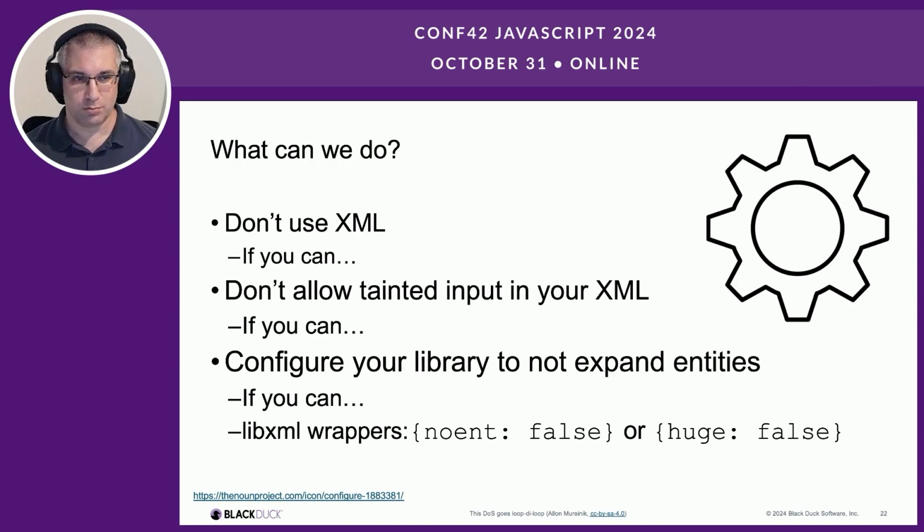For the common libxml wrappers like libxml JS in our example, you can set noent to false or huge to false, and you're good. Of course, you can always use a library that just doesn't support these features. Again, if you don't need these features, just do it. If you don't need the power to define entities, don't give your attackers this power.